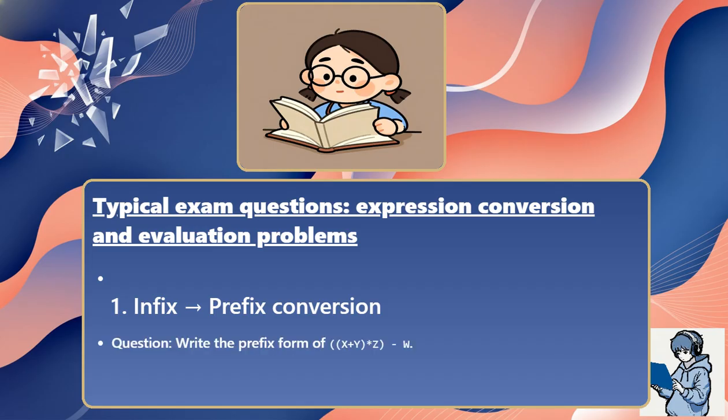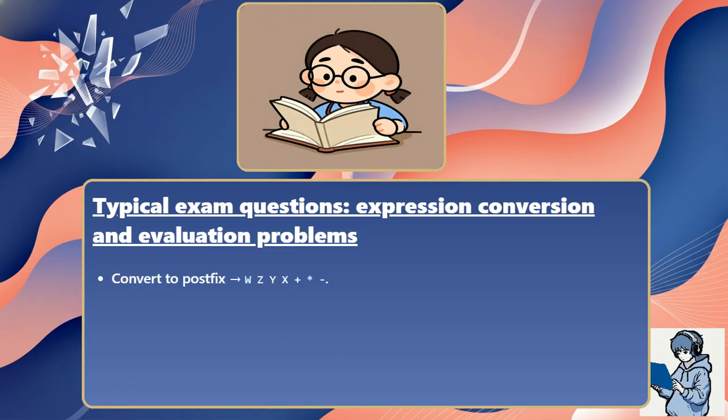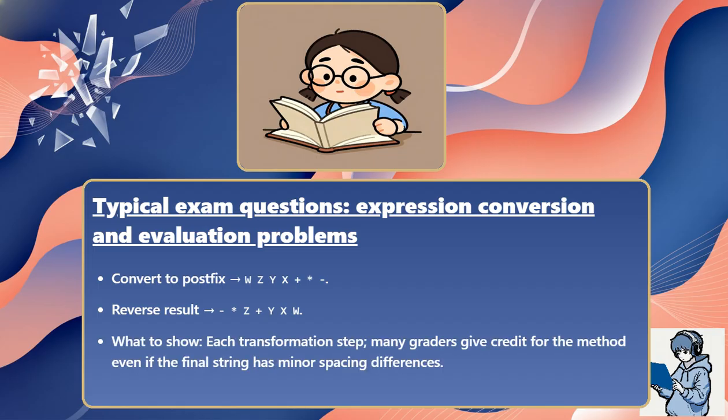2. Infix to prefix conversion. Question: write the prefix form of x plus y times z minus w. Solution steps: reverse yields w minus z times y plus x, swapping parentheses. Convert to postfix yields w z y x plus times minus. Reverse the result, which yields minus times z plus y x w. What to show: each transformation step. Many graders give credit for the method even if the final string has minor spacing differences.